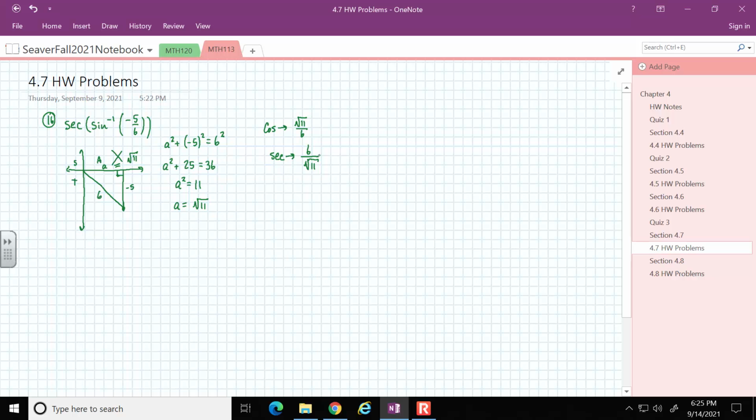Well, that's still going to be wrong because I have a radical sign in the denominator, right? It's not a simplified fraction. It's not been rationalized, so I would need to come in and multiply the top and bottom by square root of 11. So that would give me 6 times the square root of 11 over 11.